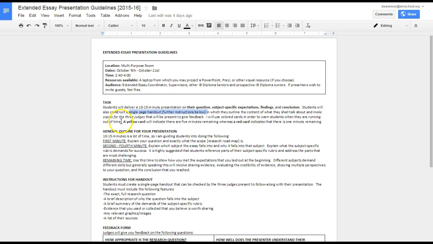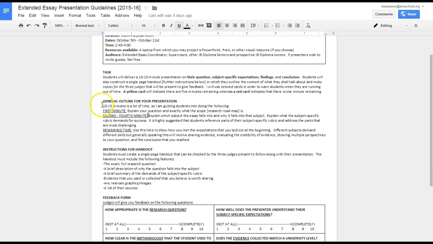And I will use a series of cards to indicate how time is going, because it's easy to lose track of time when you really get into something that you know a lot about. As teachers, they're professionals at just rambling on and on. So I will show a yellow card if there's 5 minutes left, and then a red card when there's 1 minute left, and that'll help keep everything on track.